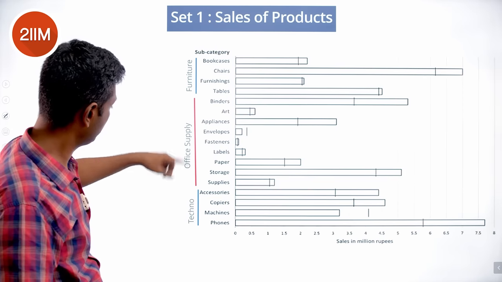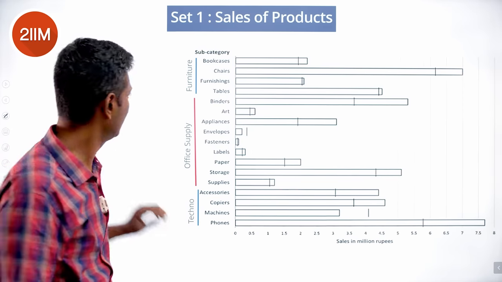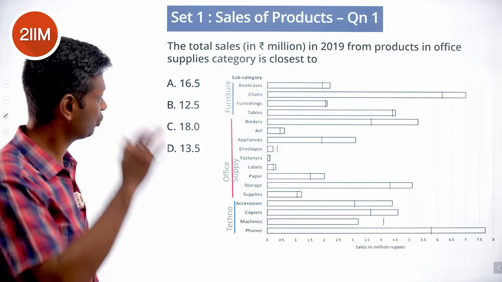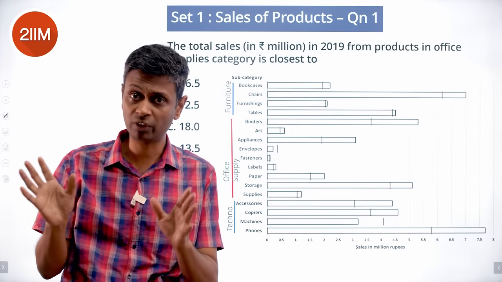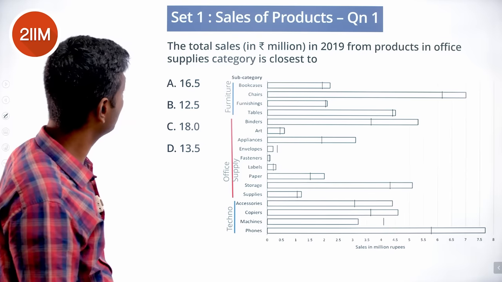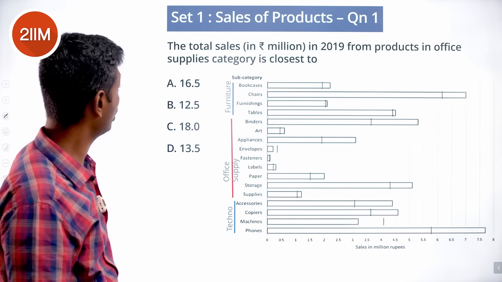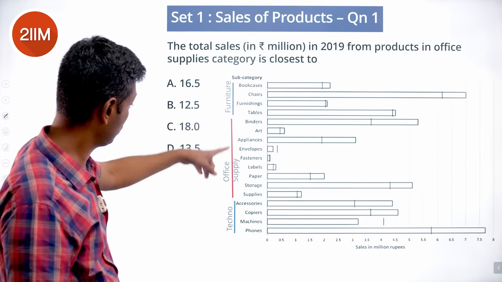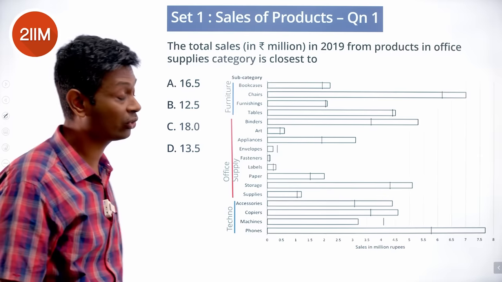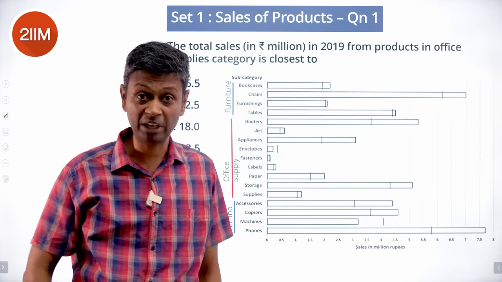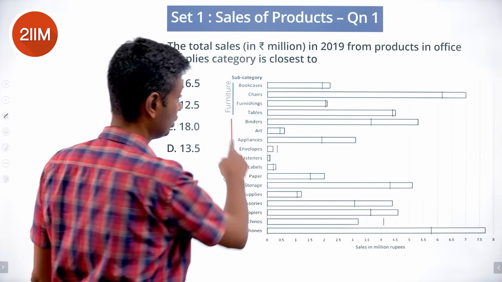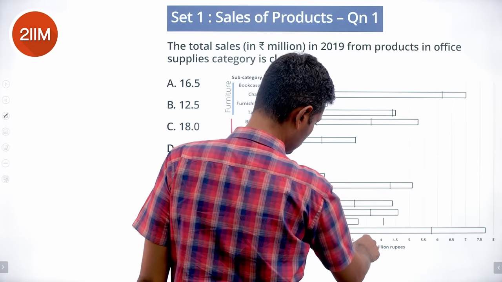Furniture, office supply, technology. Jump in. There's nothing much to figure out. It's only solving from here on in. The total sales in rupees million of 2019 from the office supplies category. This is office supply, and we want 2019. We're going to add 9 different numbers. The pain in the neck. You've got to do what you've got to do.